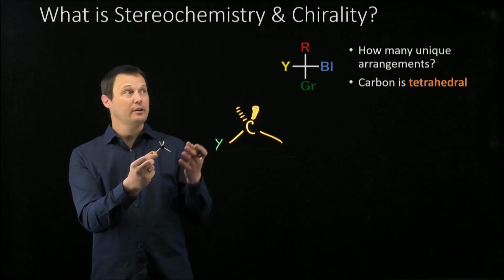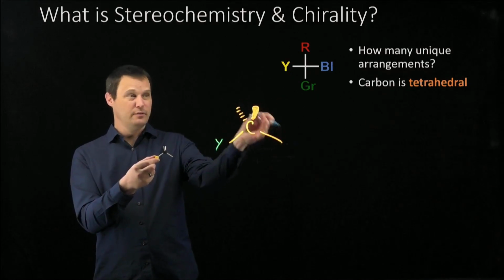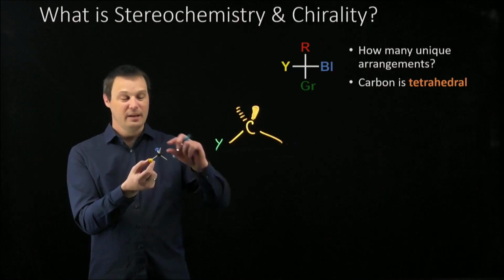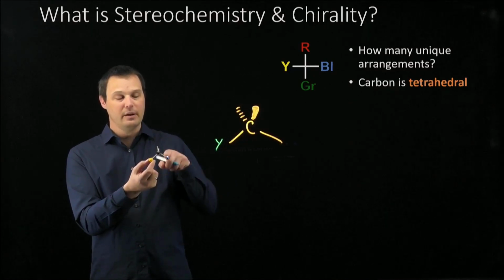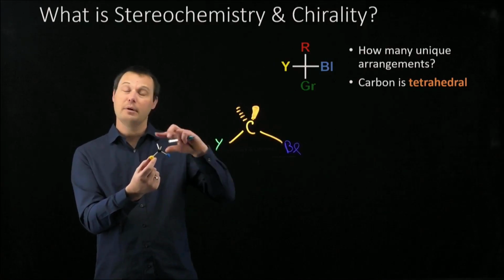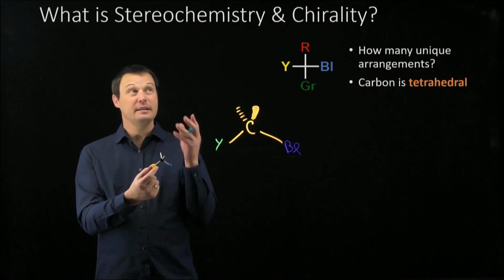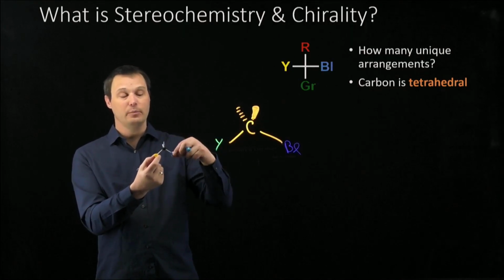Now we can add the second group. Let's add the blue group next. Again, it seems like there are a lot of choices of where I can add the blue group, but no matter where I add the blue group, I can always rotate around the single bond to put the blue group in the plane on the right side of the carbon atom. Again, it seemed like there were multiple choices, but rotation allows us to standardize the molecule. And this is a key idea in the concept of stereochemistry. Rotation does not make a new molecule.